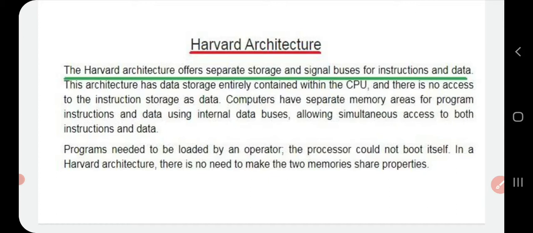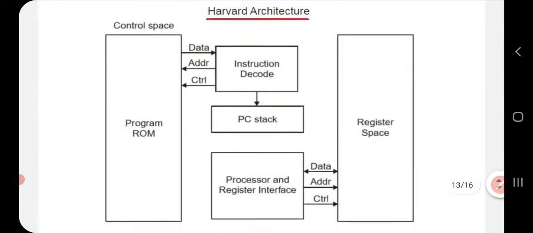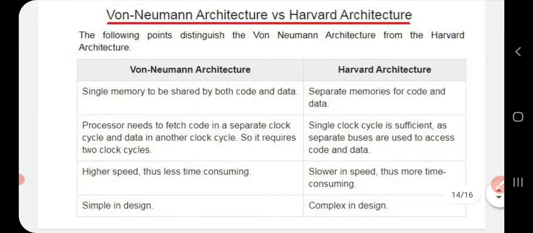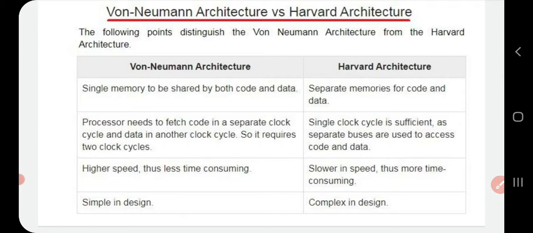Then, programs need to be loaded by the operator, that is, the processor cannot boot itself. In a Harvard architecture, there is no need to make the two memories share properties. This is the block diagram showing Harvard architecture. Now this is just a comparison between von Neumann architecture and Harvard architecture, so you can read through it. Von Neumann architecture, as already said, is simple in design, whereas Harvard architecture is a little more complex in design. Von Neumann architecture has high speed and is less time consuming. The other one is slower in speed and more time consuming. So just read these four differences.